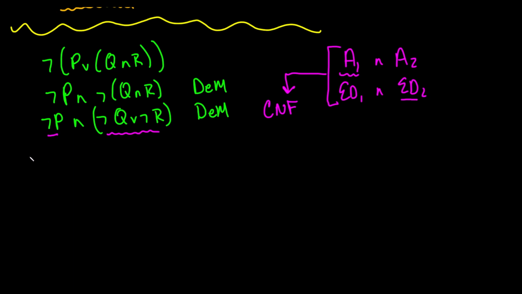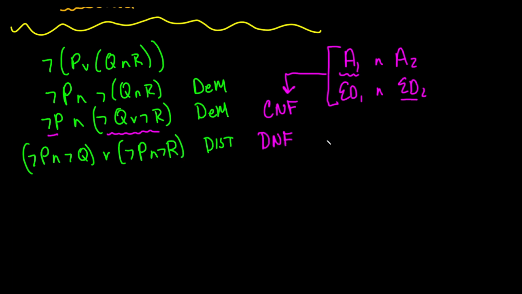So if we use distribution, what it will give us is not P and not Q, or not P and not R. Now the thing to note is that this formula is in disjunctive normal form. Notice the structure of it is A1 or A2. And we can see that A1 here is an elementary conjunction. So we have not P and not Q. It's a conjunction of literals, or not P and not R, which is also an elementary conjunction.